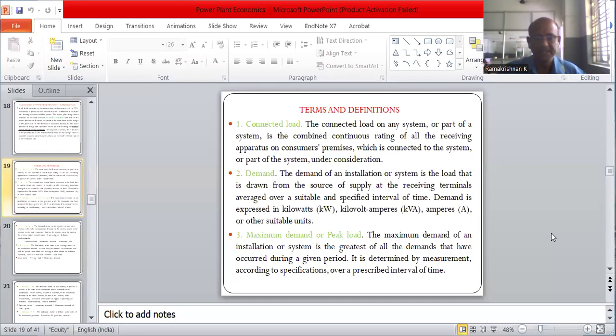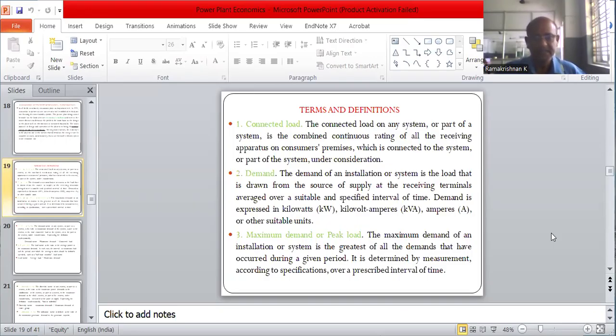First is the connected load. So here the connected load refers to the combined ratings of all the equipment connected on a particular consumer premises or industries totally. It is the continuous power rating of all the electric appliances in a premise of consumer or industries, or any other thing. So it is connected load.